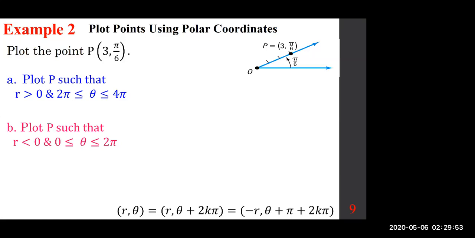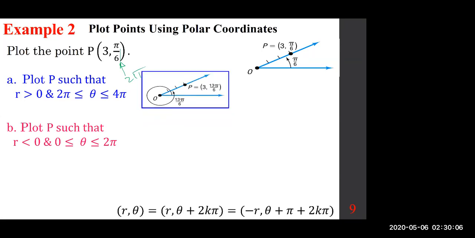So basically, you keep the r the same. You just add 2 pi to this guy. Okay, 2 pi, when you add it to pi over 6, gives you 13 pi over 6, and it gives you the same location. Everything is the same. We are keeping r positive. Okay.